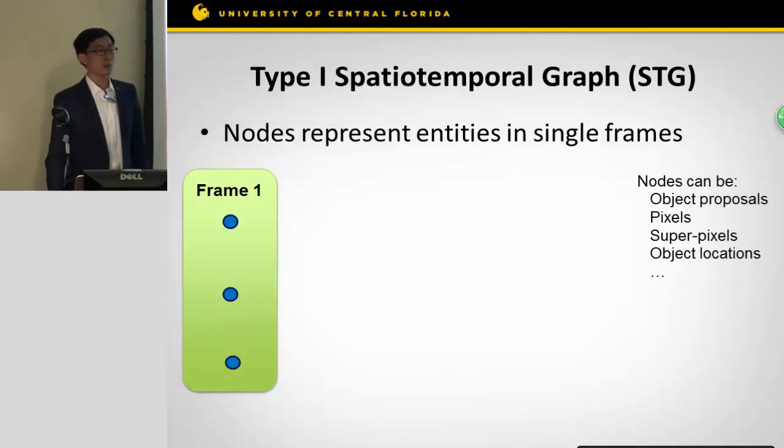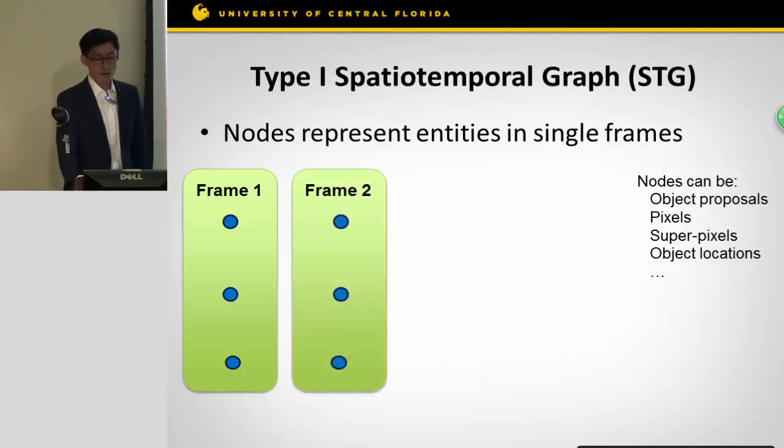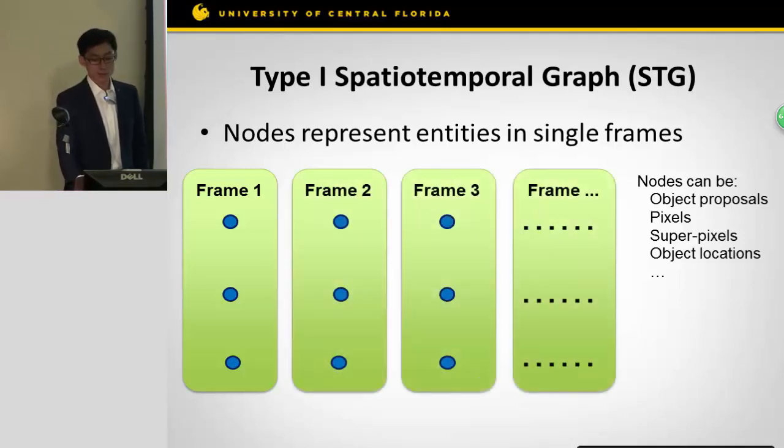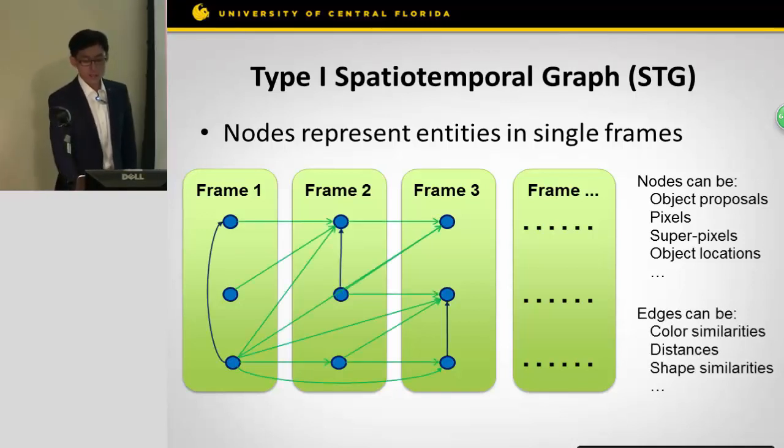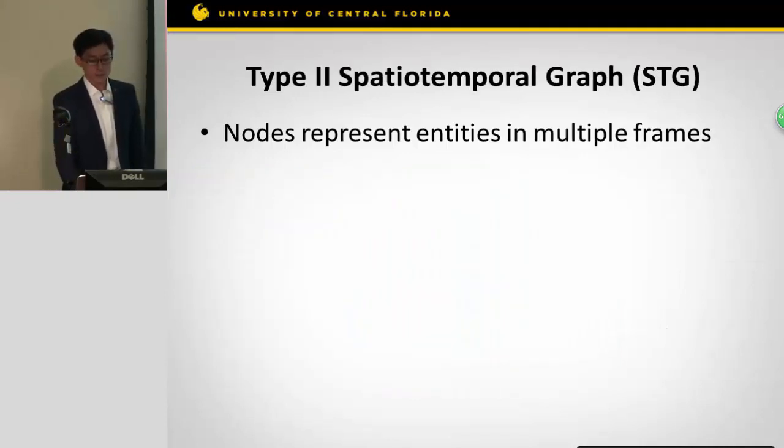In this example, in frame 1, we have 3 entities, so we have 3 nodes here. Similarly, we have 3 nodes for frame 2, frame 3, and other frames. These nodes can be object proposals, pixels, superpixels, or the object locations in the video frames. And we can build edges between the nodes which represent color similarity between the object proposals, or distances between the moving objects, or the shape similarities between the segments in the video frames.